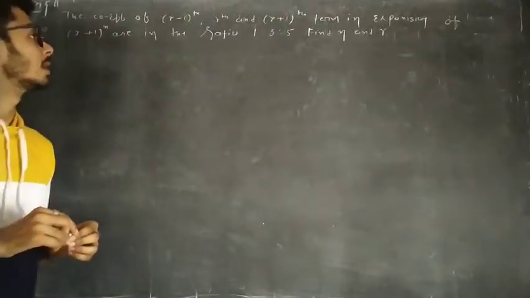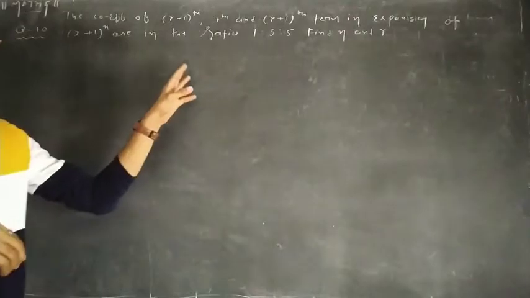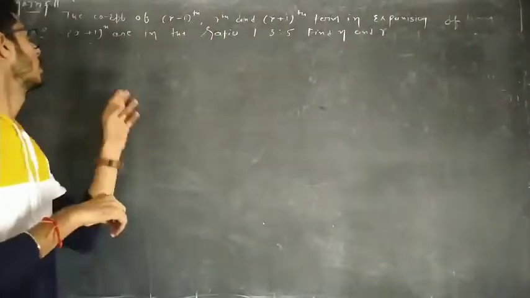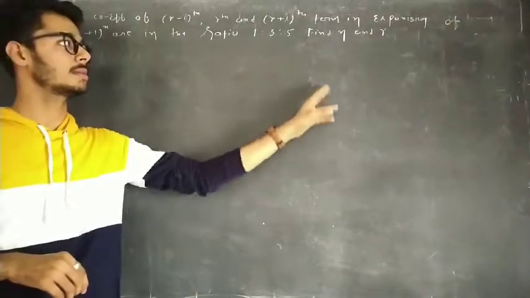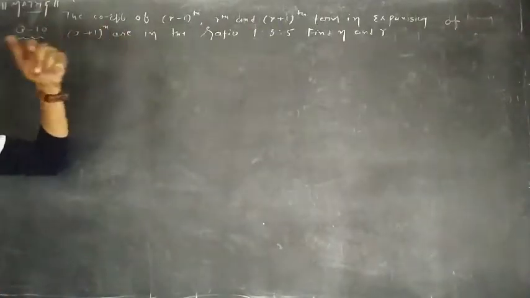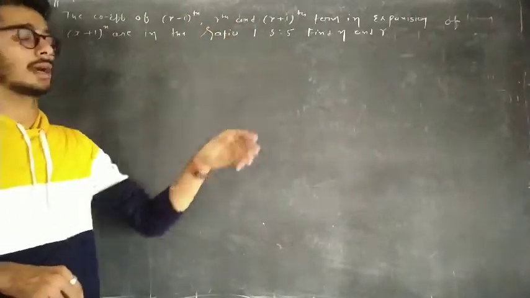So our question number 10 is: the coefficients of the (r minus 1), r and (r plus 1) terms in the expansion of (x plus 1) raised to n are in the ratio 1 : 3 : 5. Find n and r. See, in the question r is given. The terms are r minus 1, r and r plus 1.